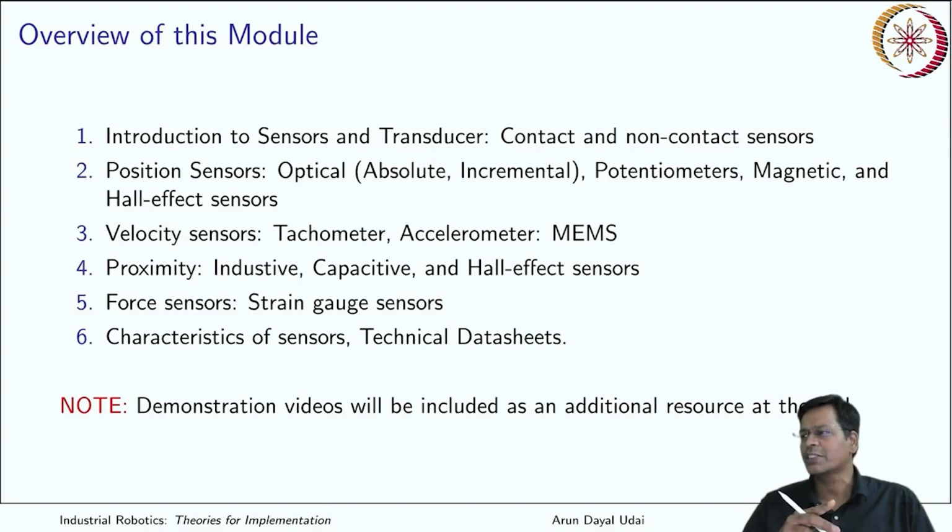We'll discuss potentiometer sensors, magnetic sensors, and Hall effect sensors, which were very much required even in the BLDC motor that we have covered already. Velocity sensors, that is tachometer and accelerometer, mostly of MEMS type, which we'll discuss in detail. We'll also discuss proximity sensors: inductive, capacitive, and Hall effect. Force sensors, since you have to have some feedback of the forces and torques, as you have seen already. Specifically strain gauge based sensors, and the characteristics of a sensor, that will characterize a type of sensor.